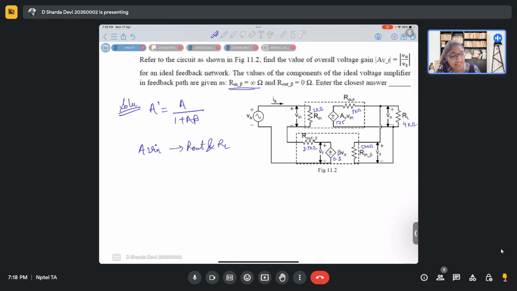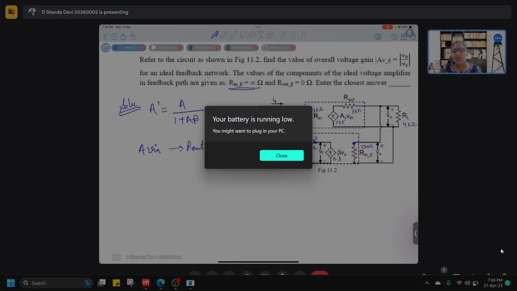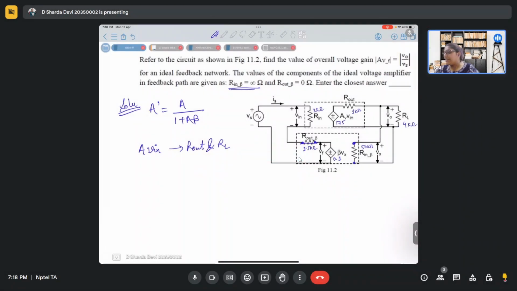Okay, so you must have observed earlier that this was shorted and this resistance was open circuited. But now this is open circuited and this is actually short circuited. Why has this happened? First of all, because voltage and current have changed the terminals, so correspondingly how resistances will be connected has also changed.